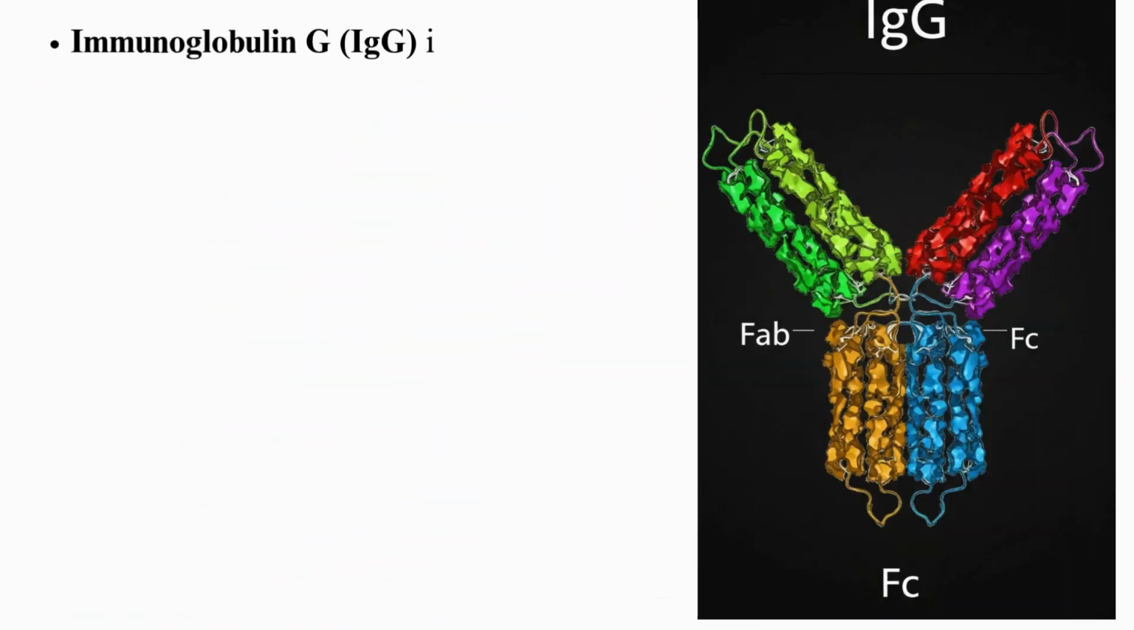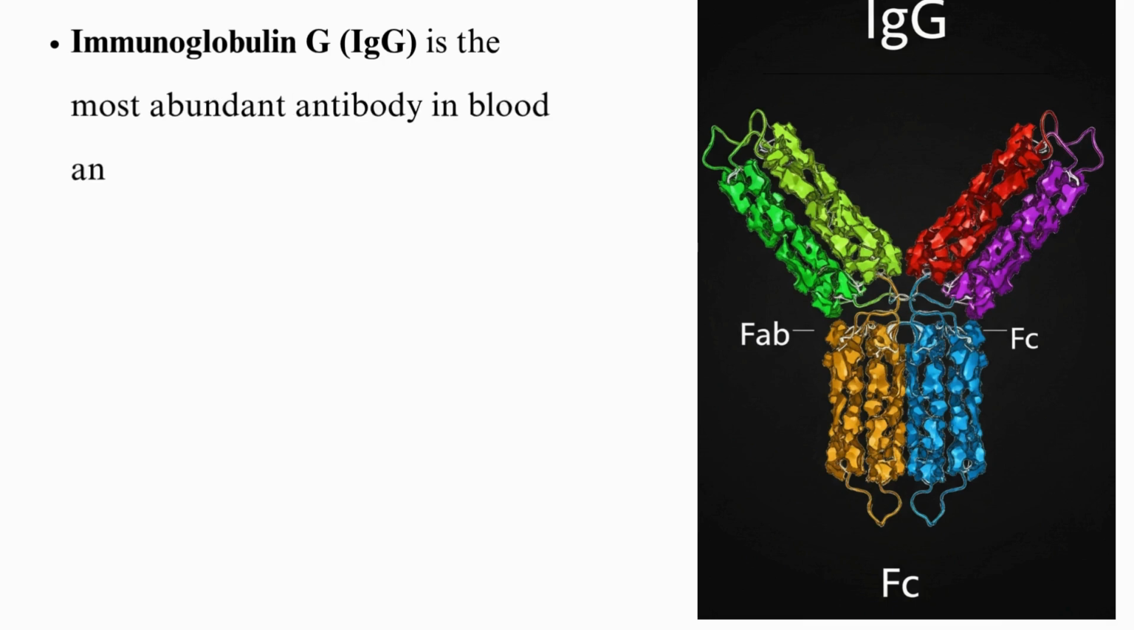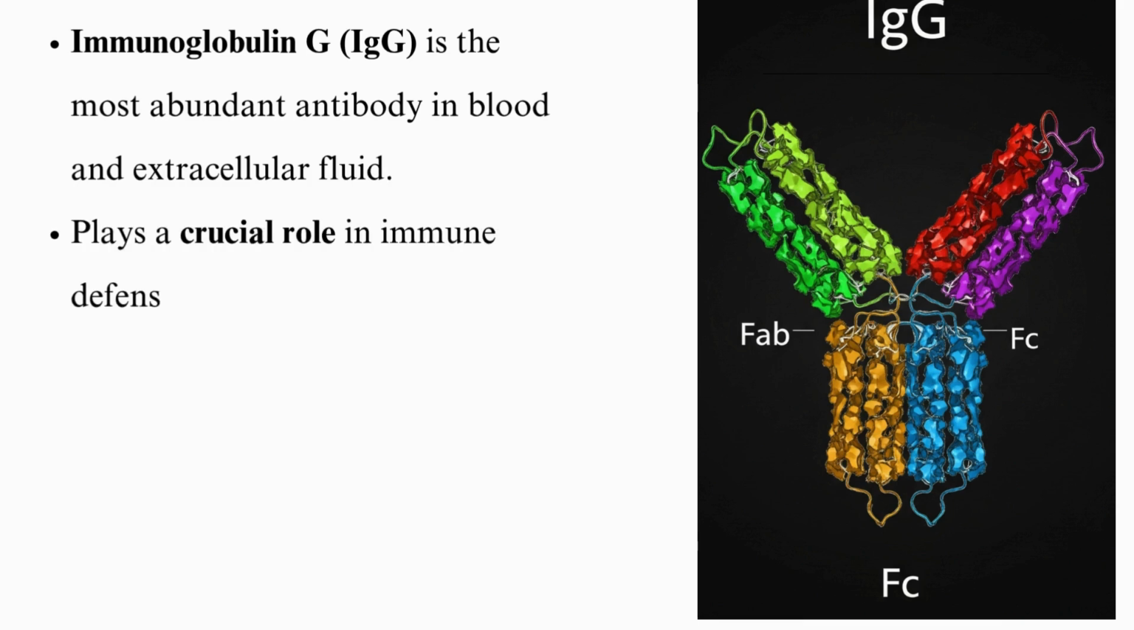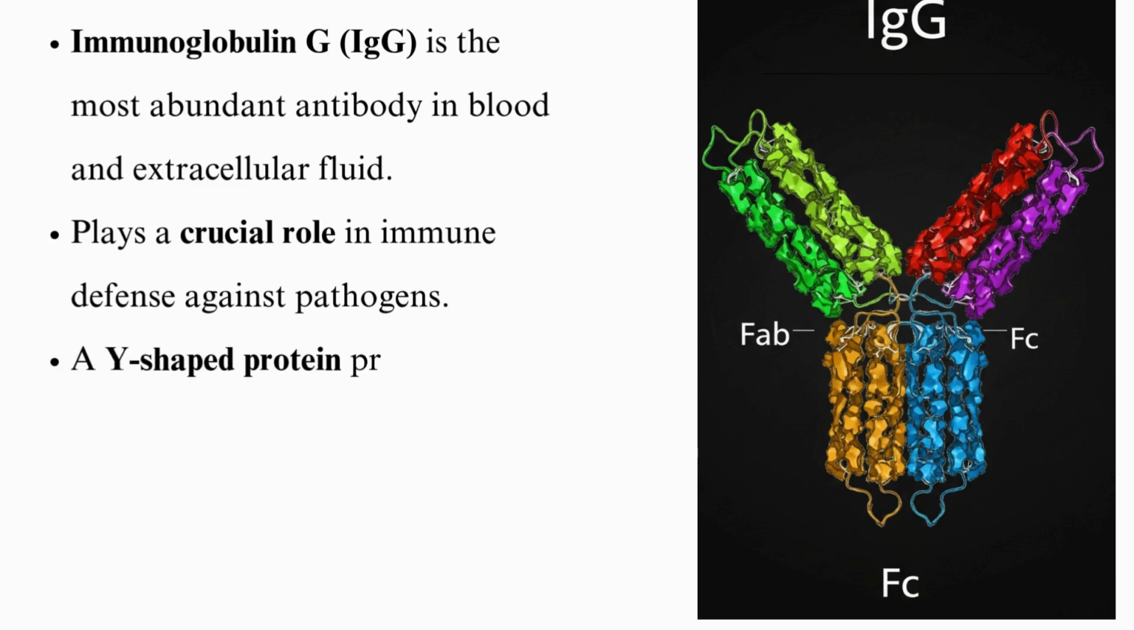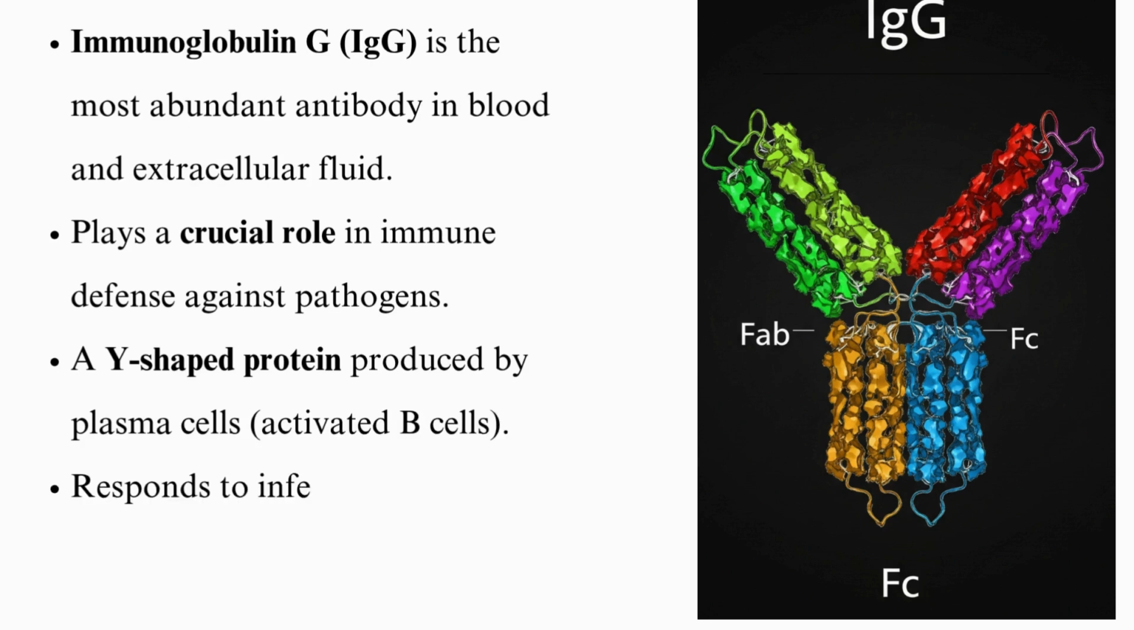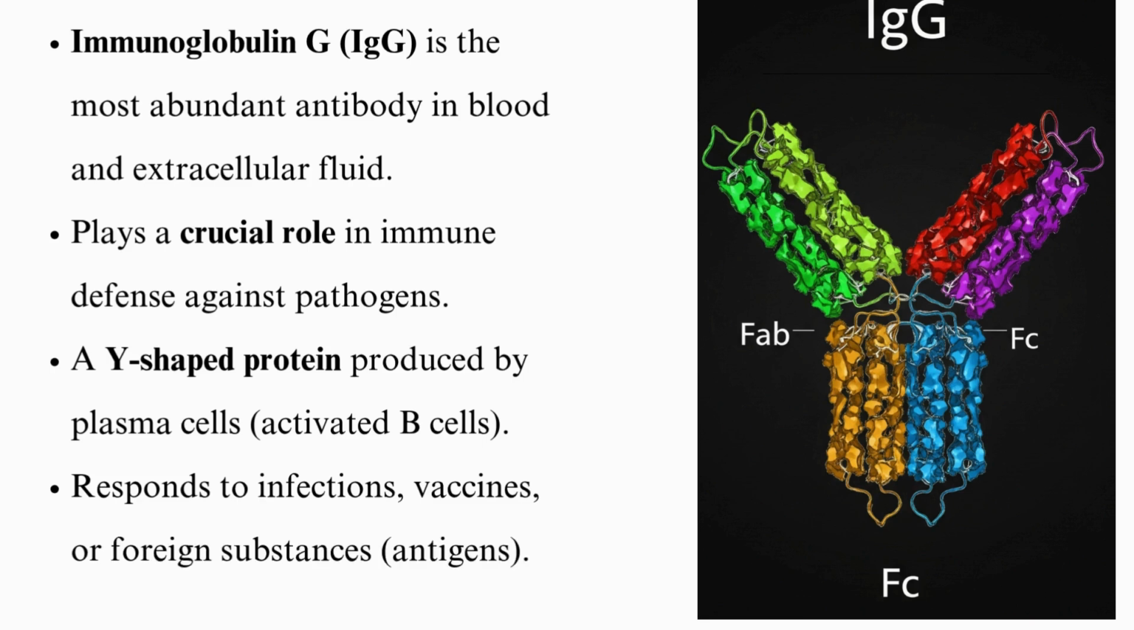Immunoglobulin G, that is IgG, is the most abundant antibody in the blood and extracellular fluid. So it plays a very crucial role in the immune defense mechanism. It is a Y-shaped protein produced by the plasma cells, activated B cells, and it actively responds to infections, vaccines or other foreign substances, that is antigens.